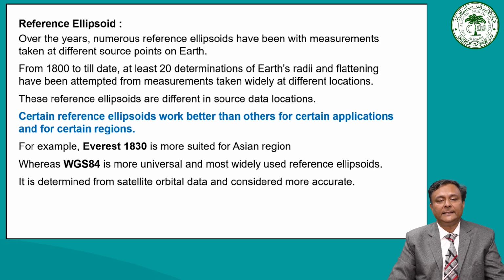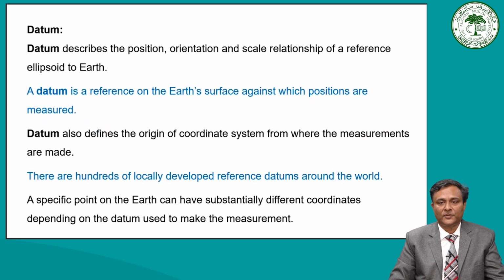For example, Everest 1830, which we very commonly use for the Asia region, the countries lying in and around Asia. Whereas WGS 84 is more universal and the most widely used reference ellipsoid. It is determined from satellite orbital data and considered more accurate. But here WGS 84 is for the entire Earth. So this is very important in the context of reference ellipsoids.